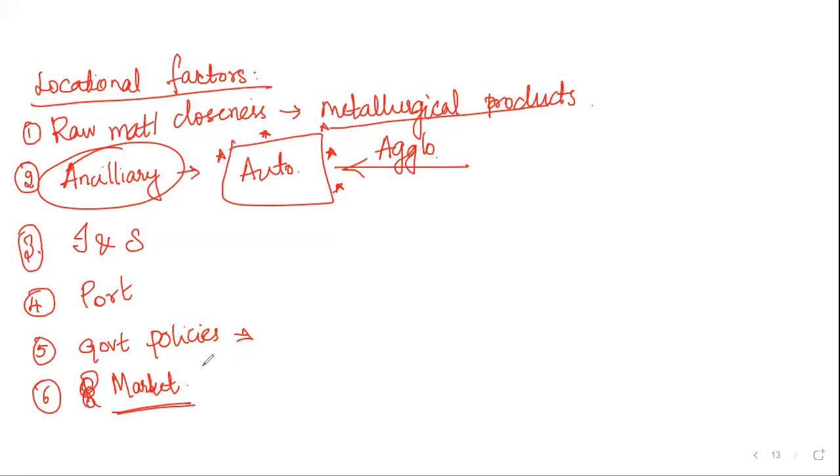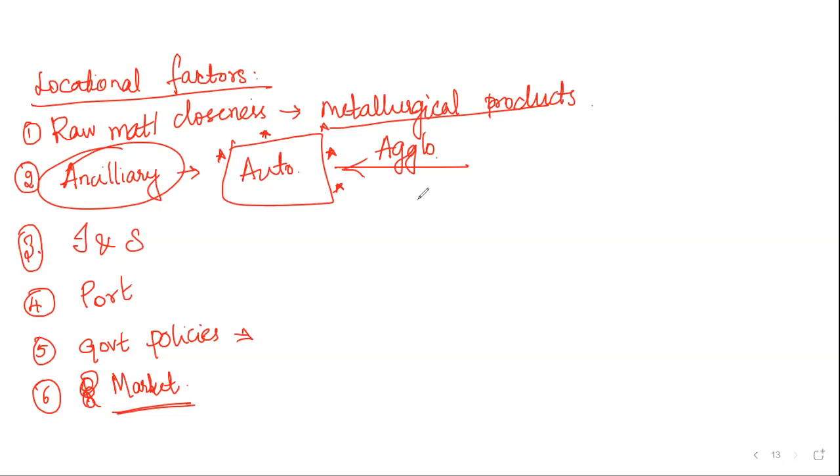You can write the heading as distribution of automobile industry.